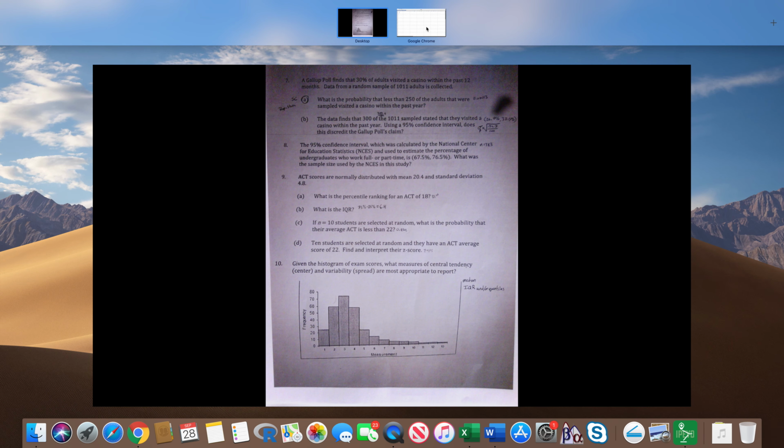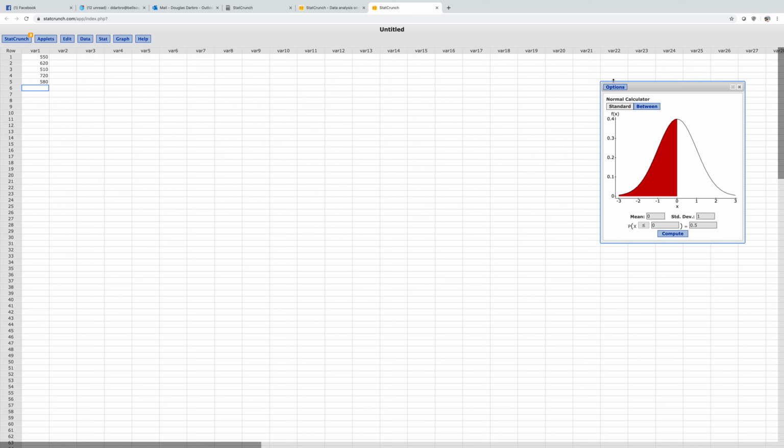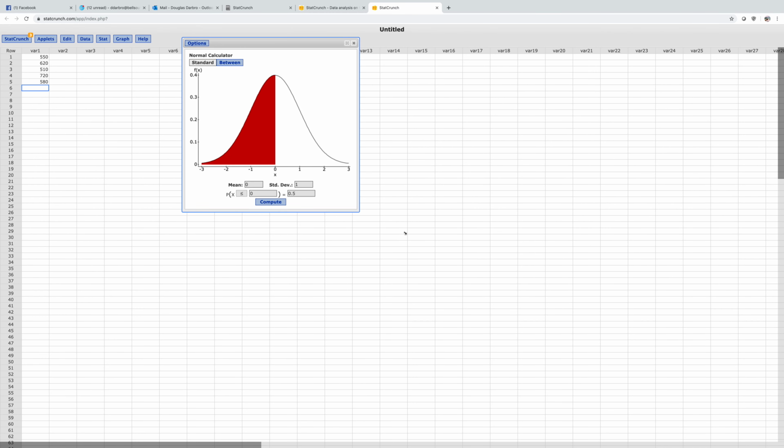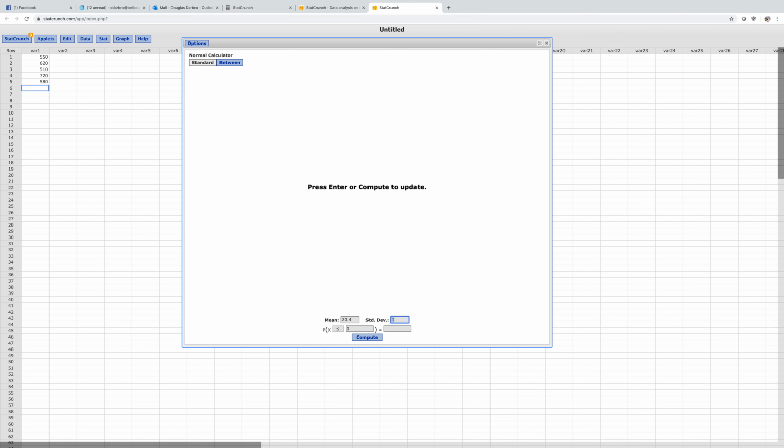All right, ACT scores, percentile ranking, and all this stuff. So let's go to StatCrunch and make it happen. So stat calculator, normal. Make this bigger so people on Mars this morning can see it. So the mean is 20.4. Standard deviation 4.8. This actually varies from year to year, but all right. What is the percentile ranking for an ACT of 18? So what I want is the percentage less than 18. So this would be the 31st percentile.